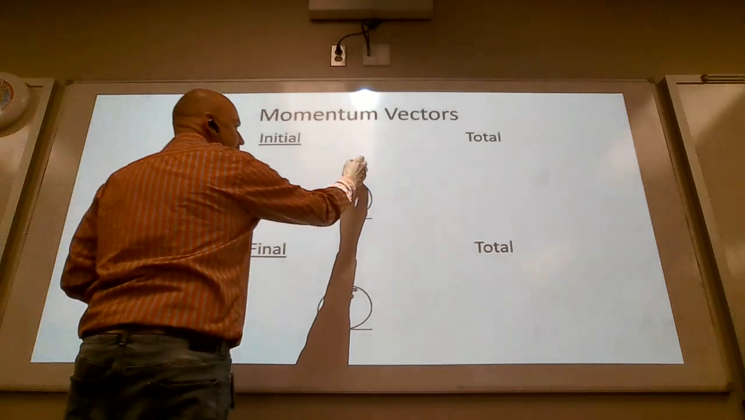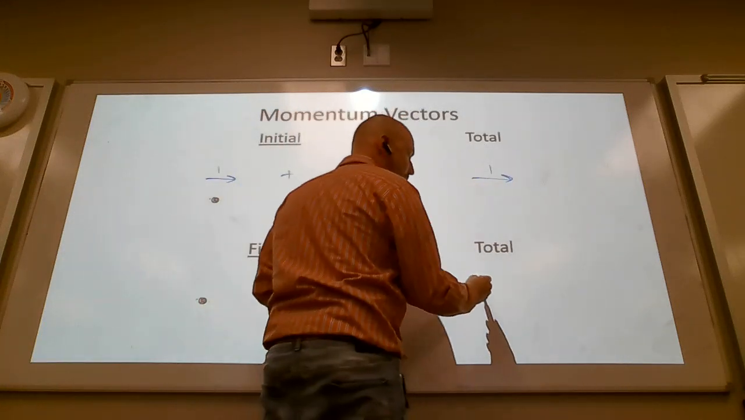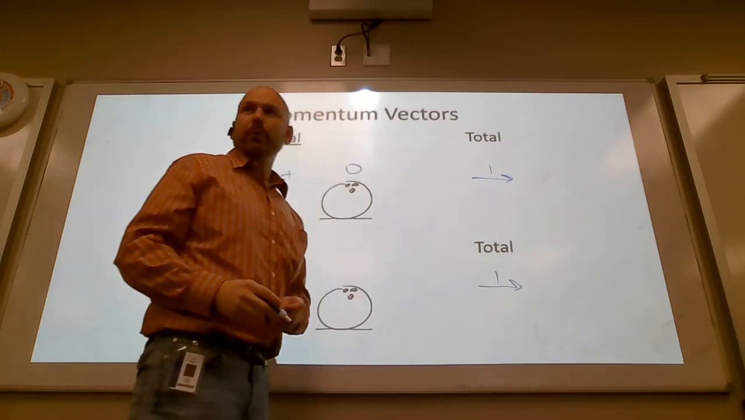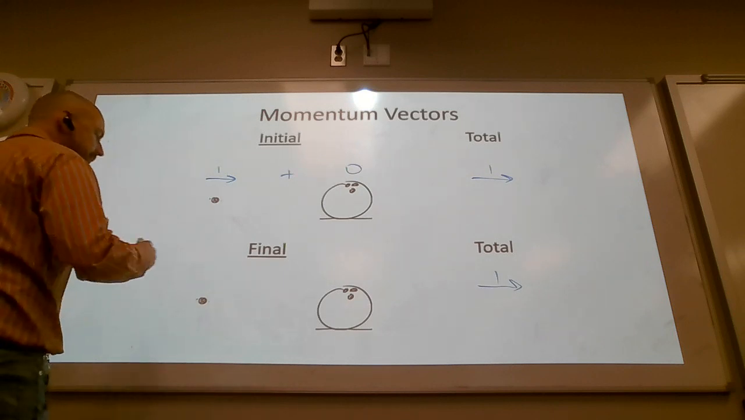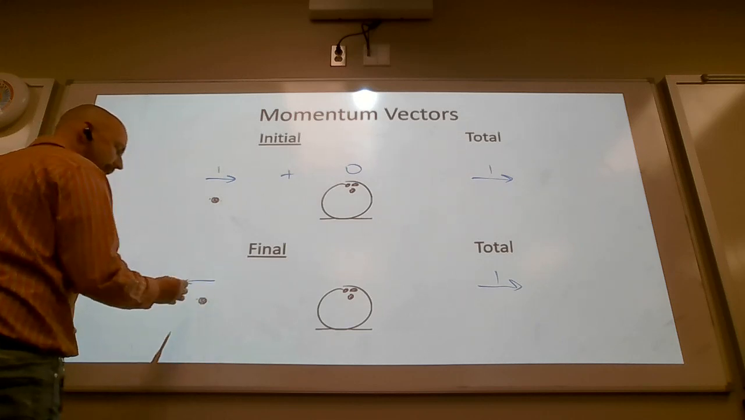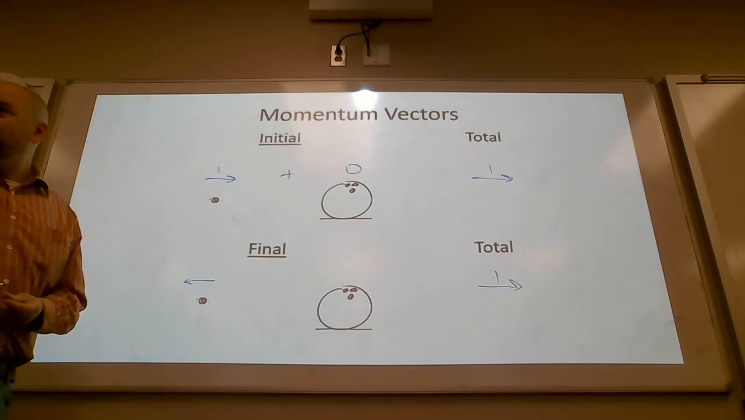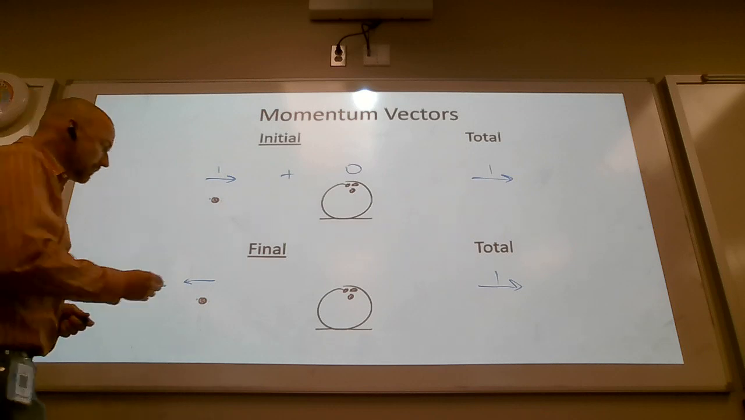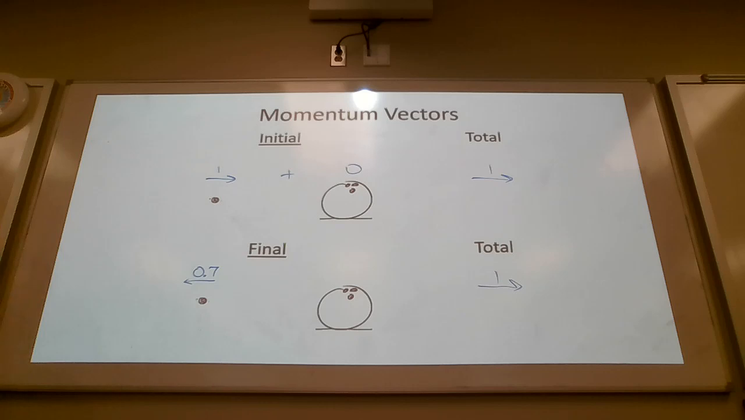One to the right, 0. Total momentum of the system, 1 to the right. Total momentum of the system is conserved. Put both the golf ball and the bowling ball in the system. Afterwards, the golf ball is bouncing backwards. How much? It really doesn't matter. Not more than 1. Everybody okay with that? Making this up. Let's say it's 0.7. Made that up. It's less than 1.